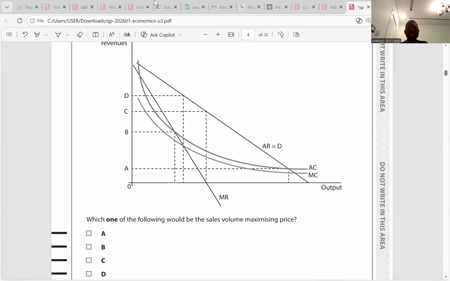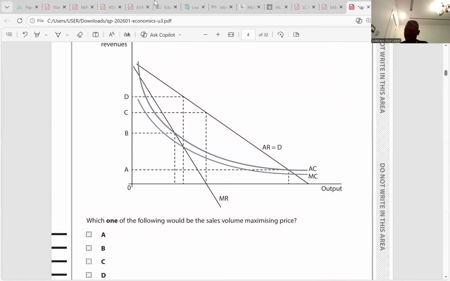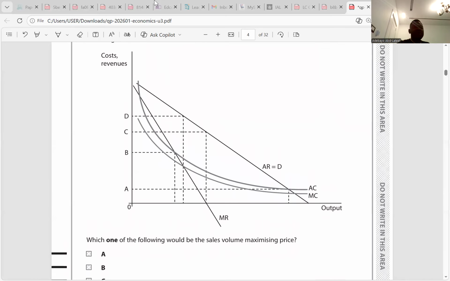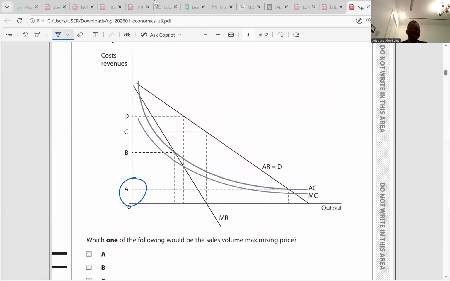For the sales volume maximizing price, well, the answer is A. I'm going to explain that anyway. Here, A is the lowest possible price in the market, and the lowest possible price brings about the highest quantity sold. So that makes A sales volume maximizing. Sales volume maximizing is where AC equals 0 or AR equals 0. So that's the sales volume maximizing output. So the answer is A.